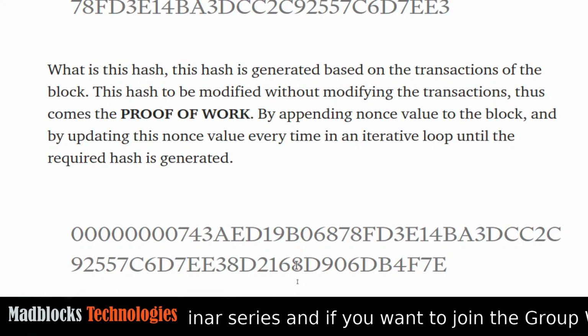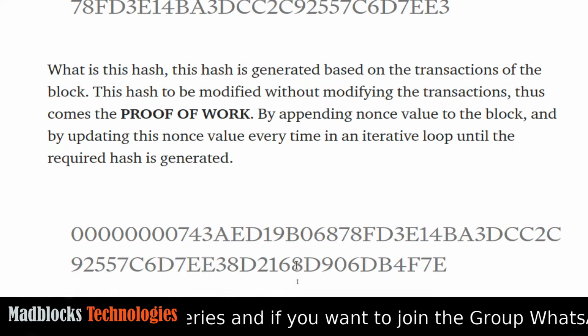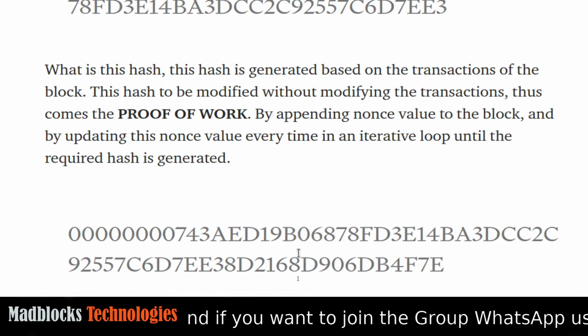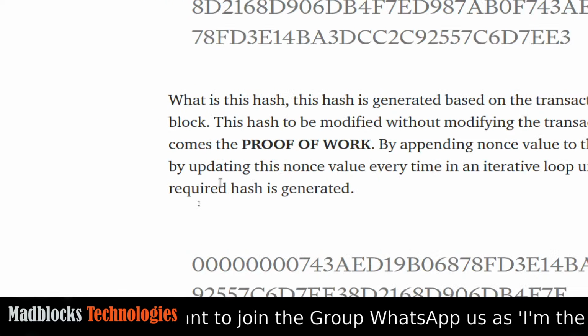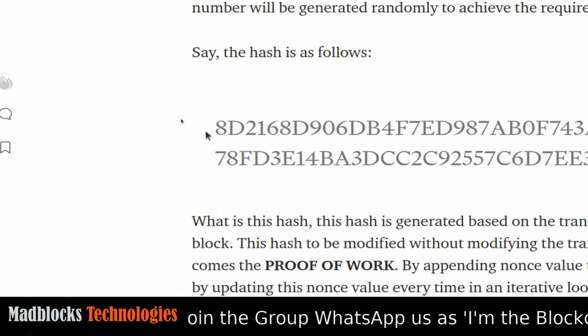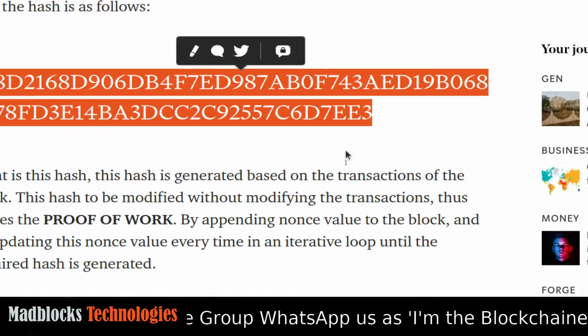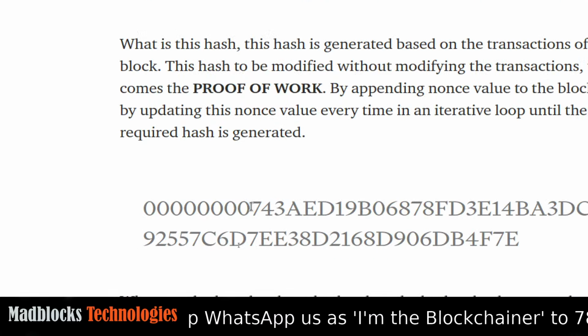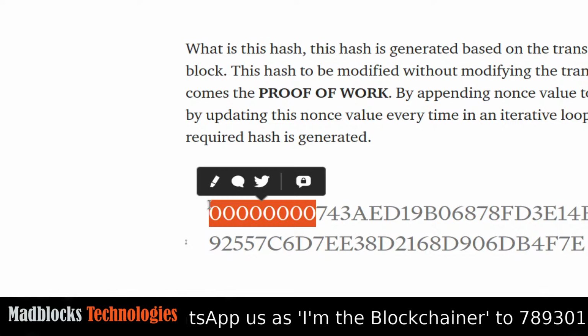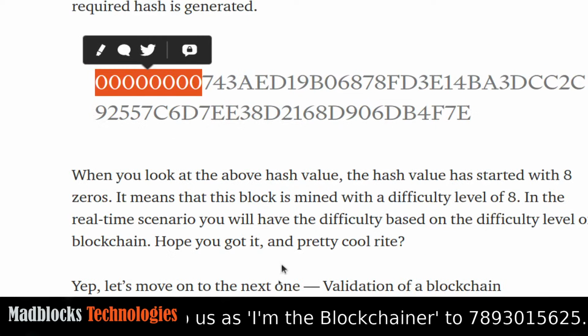So as of now I have taken the difficulty level as 8, right? So it means that this hash has to be regenerated every time until I get that many zeros here. So that is called proof of work.